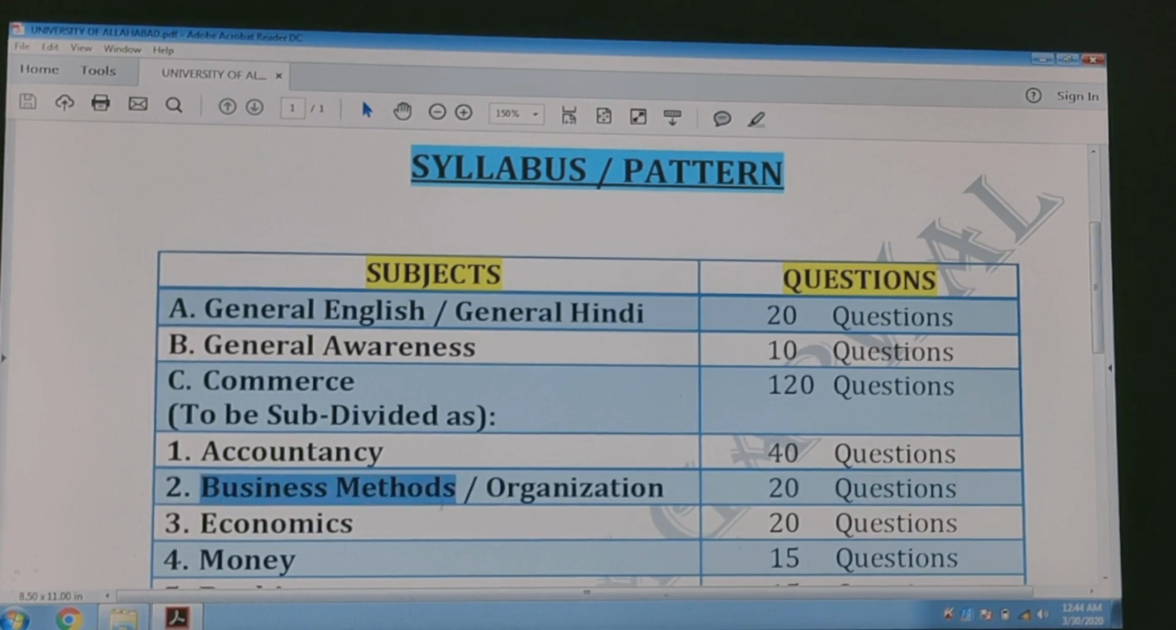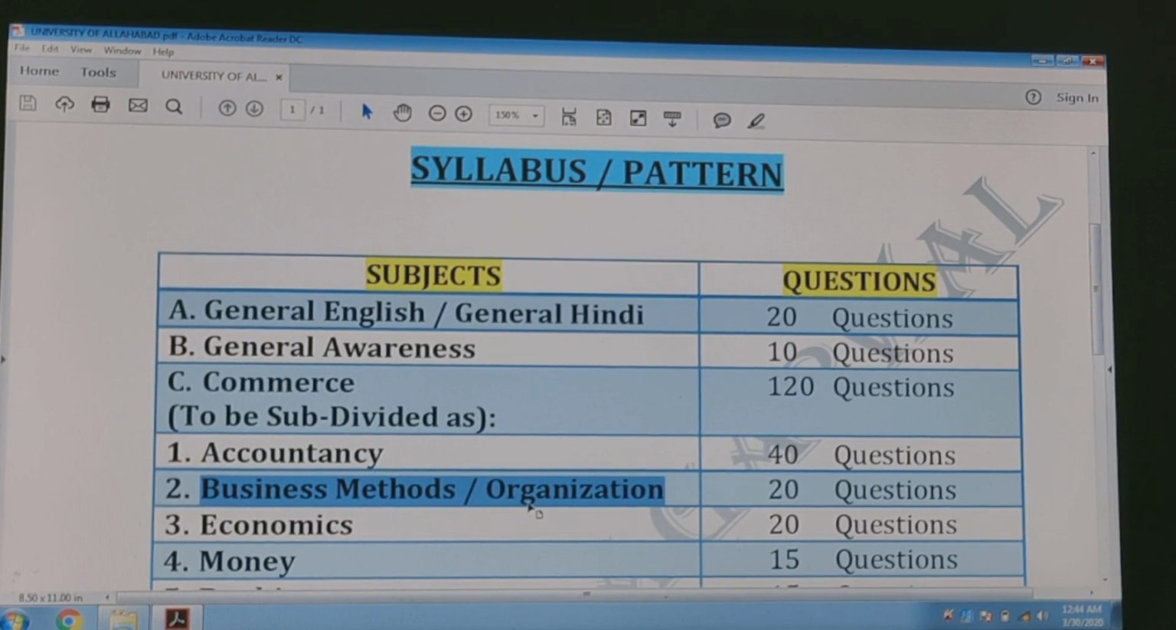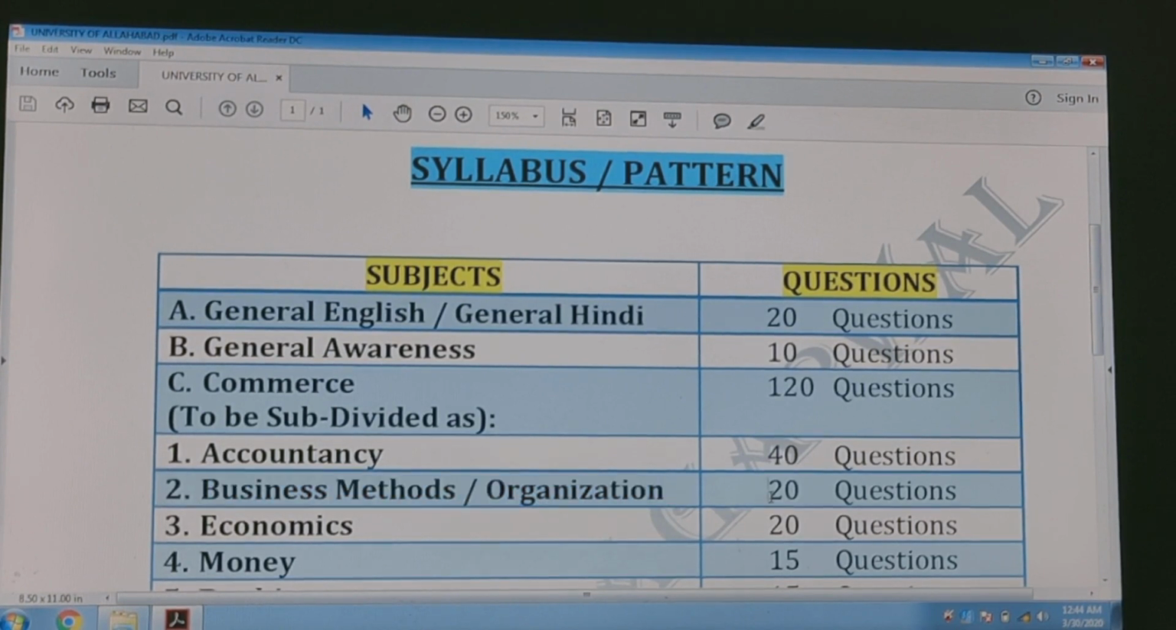And what exactly will be a part of business method and organization? It will include the various forms of businesses, like sole proprietorship, partnership, joint stock company, cooperative societies, one person company, limited liability partnership. So whatever the different forms of businesses are, it will include those, and it will focus on the features, the merits, the demerits, and the peculiarities of various forms of businesses. So 20 questions will be allocated to this business method or organization.